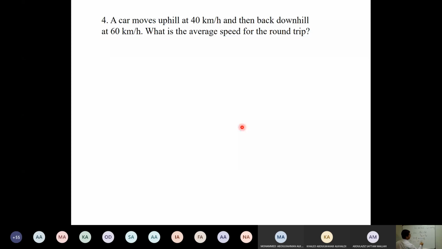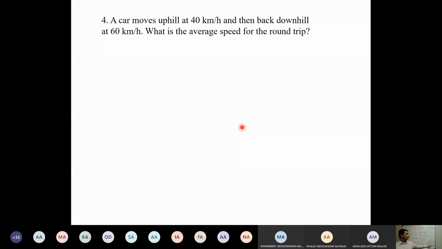D up plus D down divided by D up over V up plus D down over V down, okay? You know that the uphill and downhill distance is the same, so I could put this D everywhere. I'm taking the D common. I will be left with 1 plus 1, which is 2, divided by, again taking D common, 1 over V up plus 1 over V down. So D cancels out.